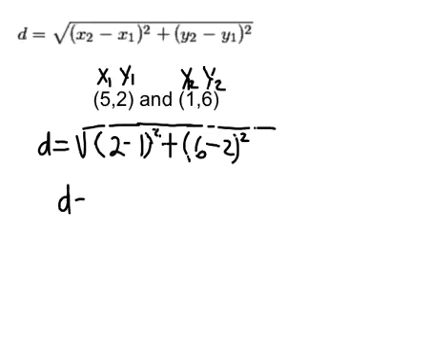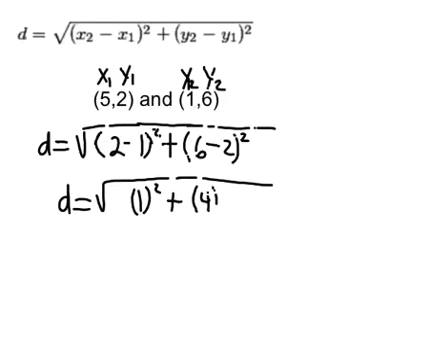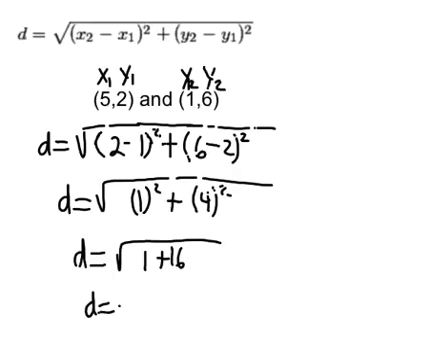So let's solve this. Let's see, 2 minus 1 is 1, and then I'm squaring it. And 6 minus 2 is 4, and I'm squaring that. So then d is equal to, let's see, this 1 squared is 1, and 4 squared is 16. So d is equal to the square root of 17.